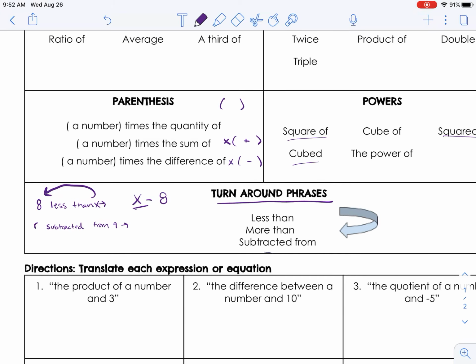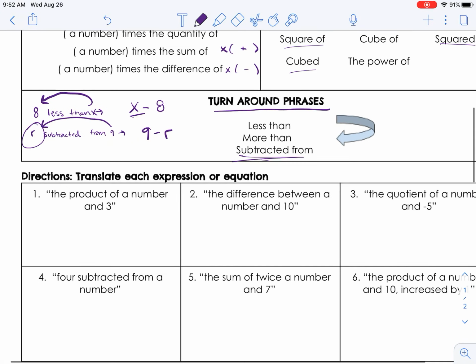Another example would be r subtracted from 9. You're not going to write it as you read it. You're going to have to turn it around and do 9 minus r, because r is what is being subtracted. So those turnaround phrases can be tricky. But let's do a couple examples.